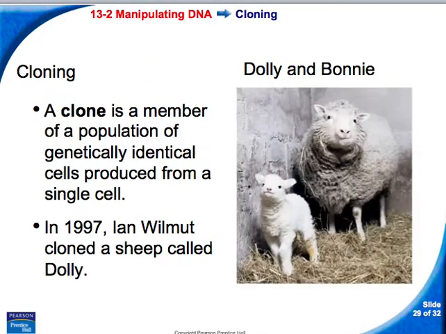Last thing I want to talk about real quick here is cloning. Now, a clone is simply a member of a population of genetically identical cells produced from a single cell, right? Way back in 1997, there was something called Dolly. And what happened here was they cloned this sheep.